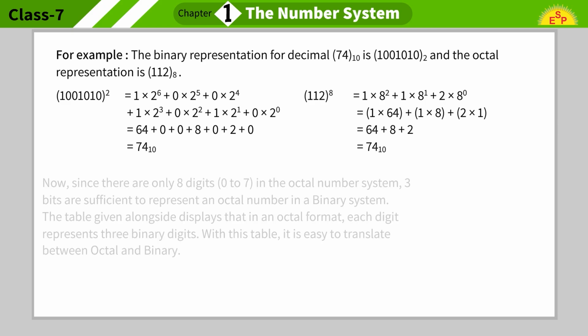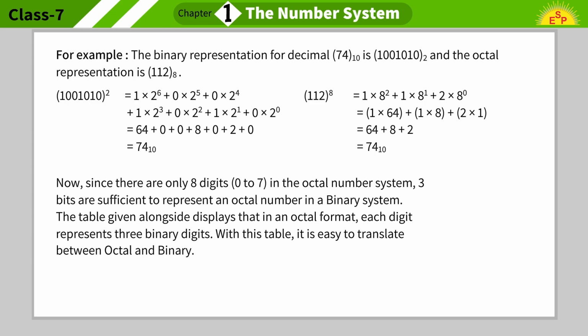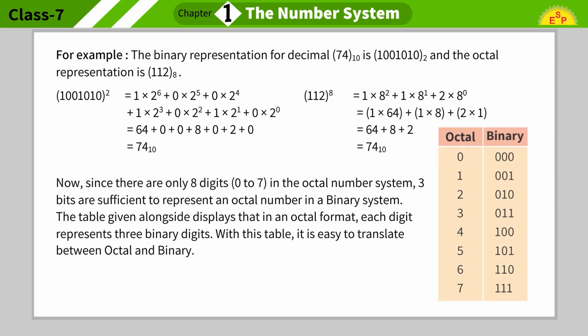base 8. Now, since there are only 8 digits, 0 to 7, in the octal number system, 3 bits are sufficient to represent an octal number in a binary system. The table given alongside displays that in an octal format, each digit represents 3 binary digits. With this table, it is easy to translate between octal and binary.